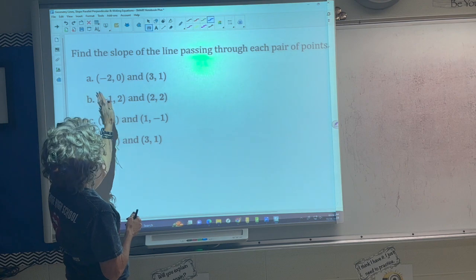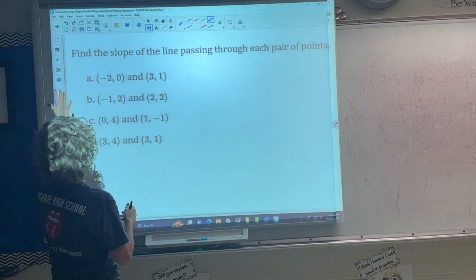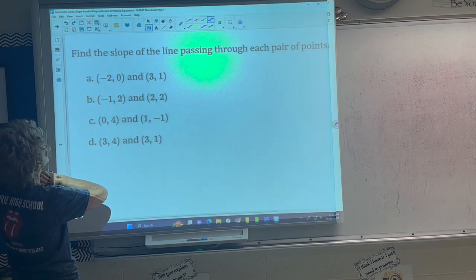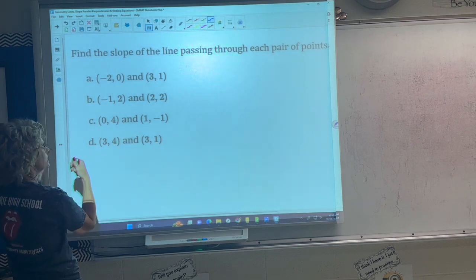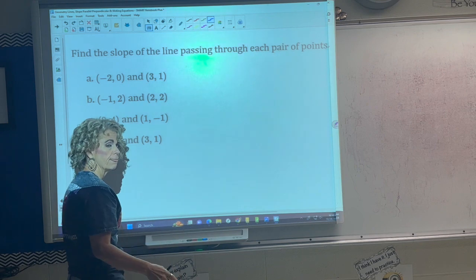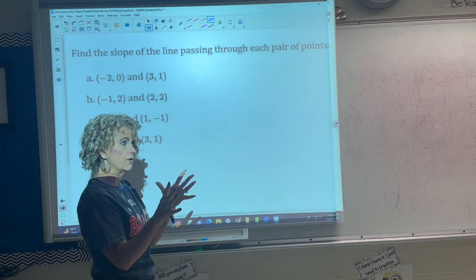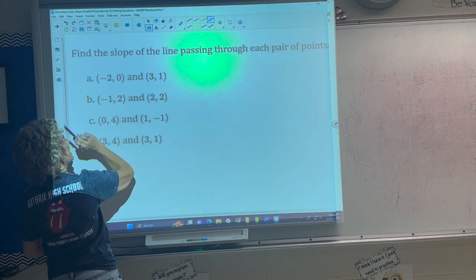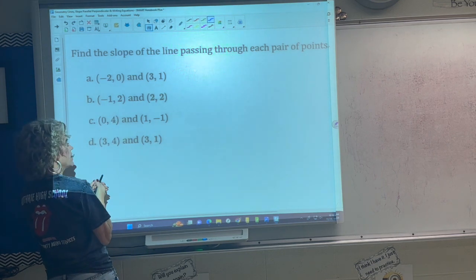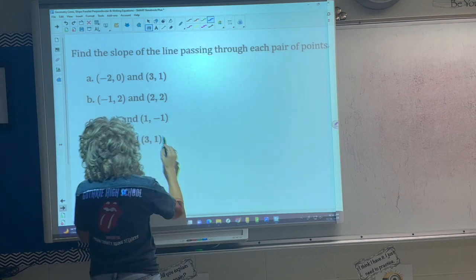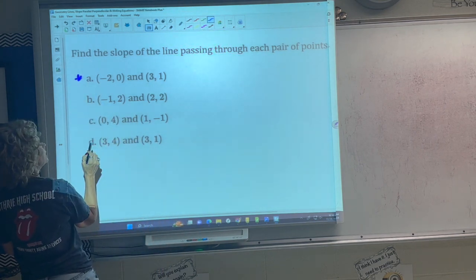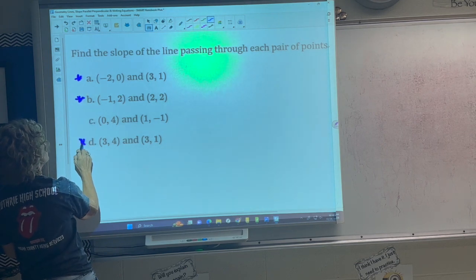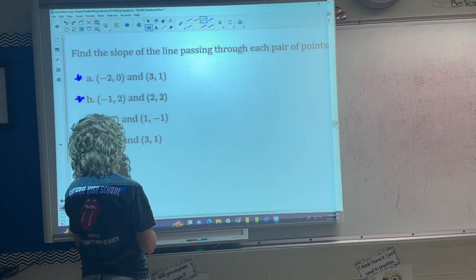We're going to find the slope of the line passing through the points. I'm going to do A, B, and maybe D. It doesn't matter which set of coordinates I use first. If you use this y first, then you use this x first. That's it. You just have to be consistent. So those are the three that we're going to do right now.